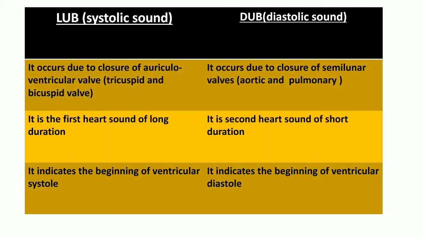Now this is the first heart sound, of long duration. The second sound, the dub, is of short duration. So lub is the systolic sound and dub is the diastolic sound. Lub is the contraction sound and dub is the relaxation sound. The first indicates the beginning of ventricular systole, and the second indicates the beginning of ventricular diastole. Why is ventricular written? Because when the atrium sends the blood to the ventricle, the atrioventricular valve is already closed. So that's why the ventricular contraction and relaxation makes the sound.